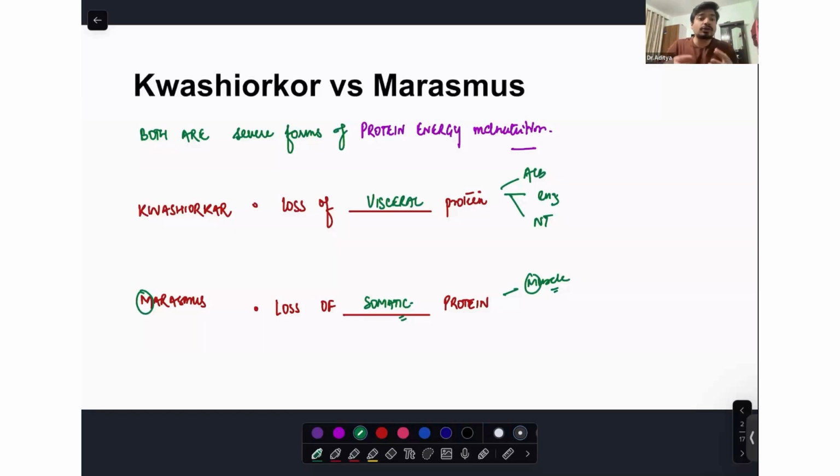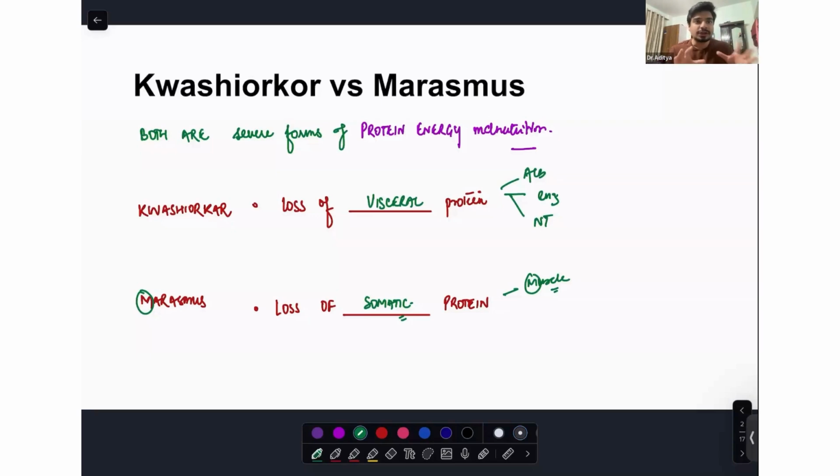Think about it logically. Which protein compartment will be more important for survival, visceral or somatic? Do you need these enzymes, neurotransmitters or albumin more, or do you need muscle more? And everyone here is correct. It is the visceral protein which you require more for survival. You need the enzymes, the neurotransmitters, and the albumin for survival.